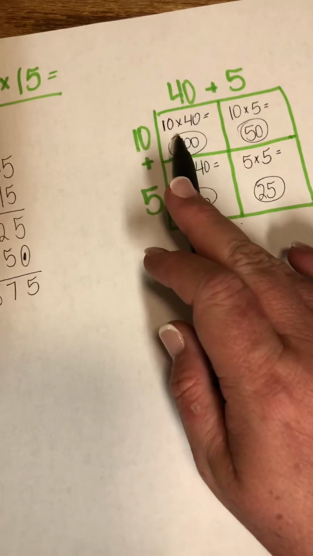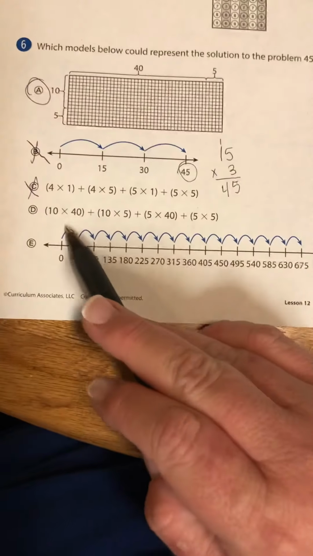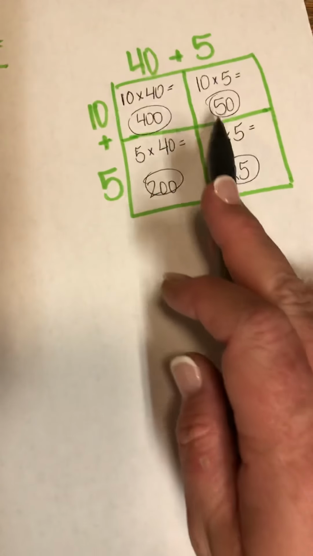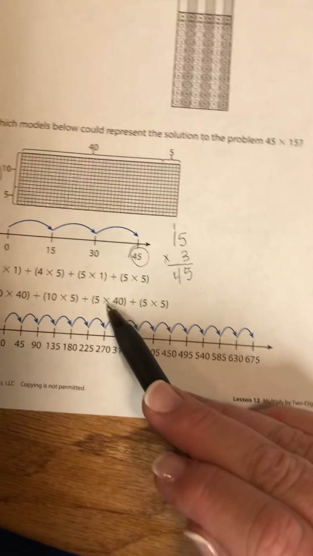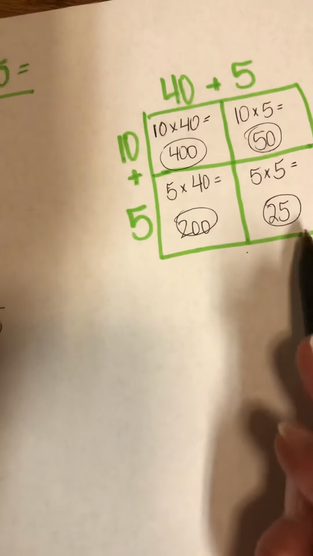Now, here we did 10 times 40, and there is 10 times 40. We did 10 times 5. There's 10 times 5. Let's see if we have 5 times 40 and 5 times 5. 5 times 40 and 5 times 5. Okay, that model would work. It matches the area model just right.